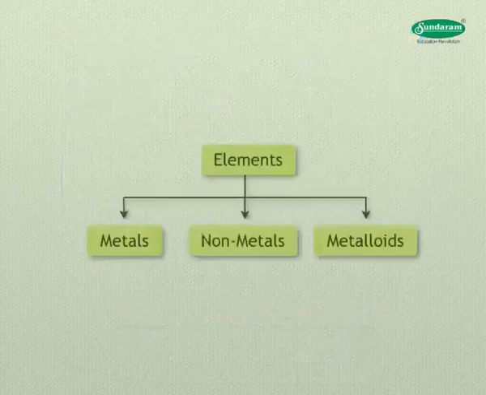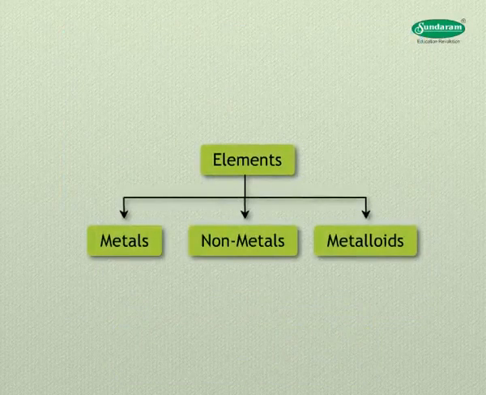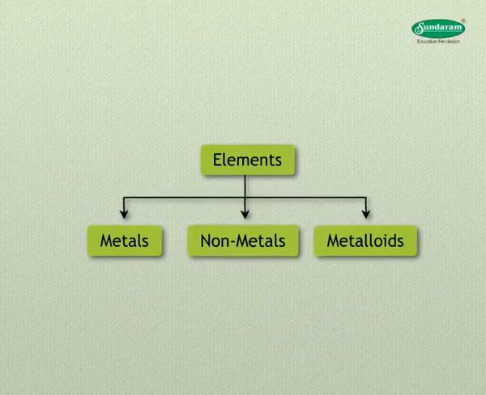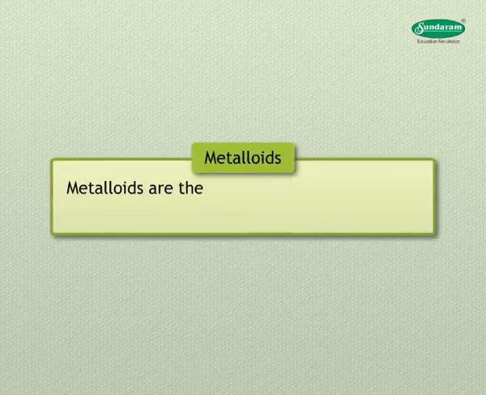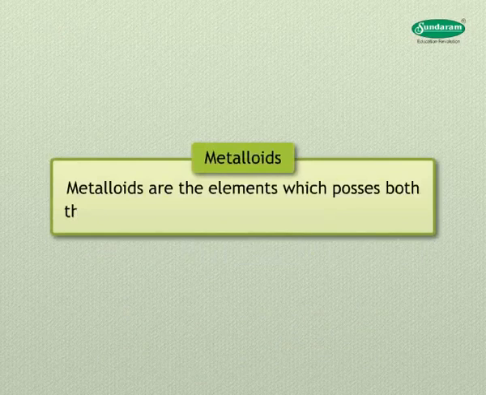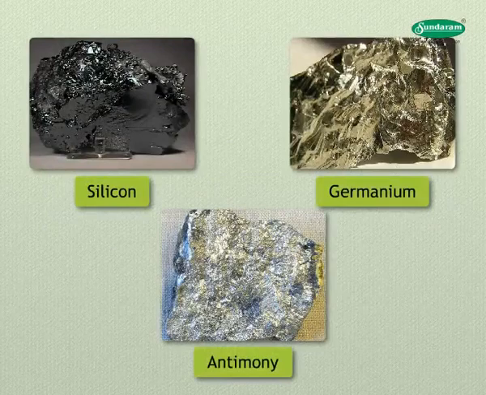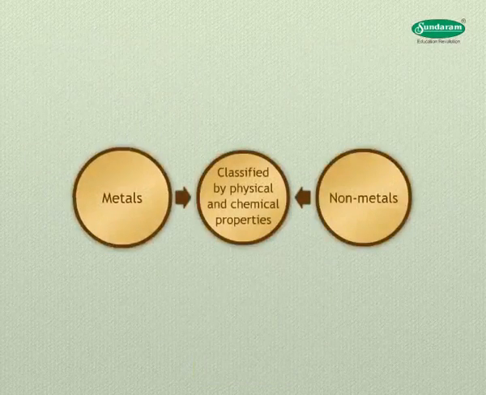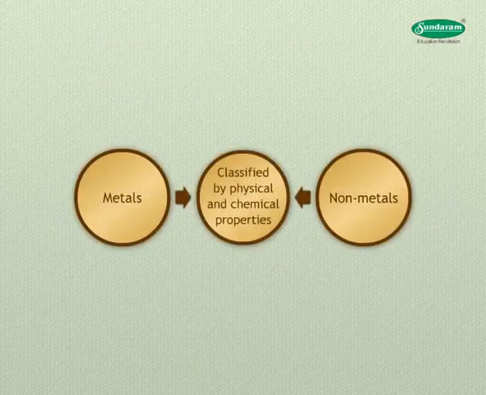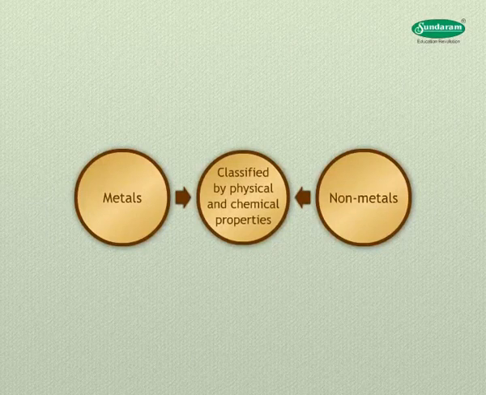For convenience, these elements have been classified into metals, nonmetals, and metalloids. Metalloids are the elements which possess both the properties of metals as well as nonmetals. Example: silicon, germanium, antimony, etc. Whereas metals and nonmetals are classified distinctly by their physical and chemical properties.